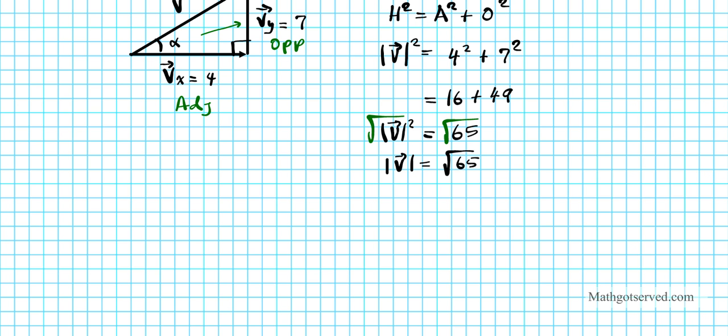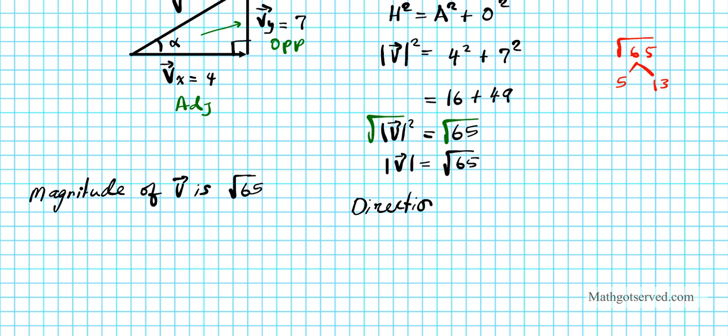Can that be reduced? Let's see if we can break that down. 65 ends with 5, so I can take out a 5. 5 goes into 6 once, 5 goes into 15, 3. This is a prime number, hence it cannot be reduced. Okay? So we know that the magnitude of vector v is the square root of 65. Now we need the direction. What does the direction mean? What is the direction of the vector?